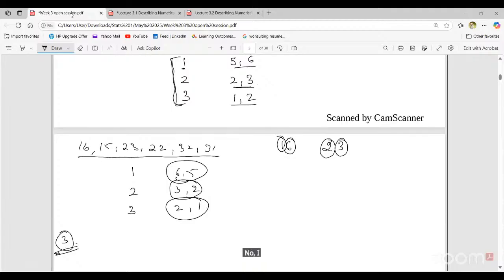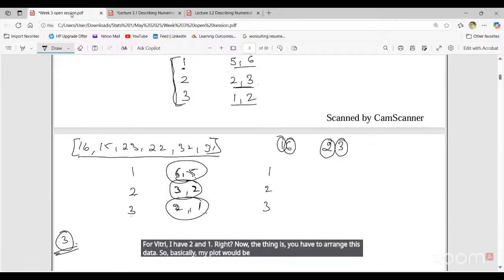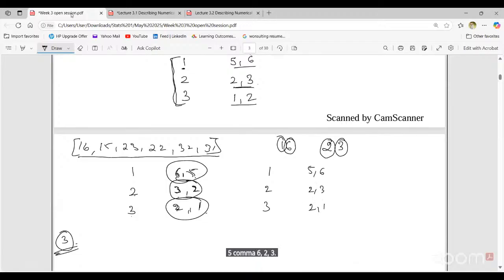No, I'm just saying if I'm having data like this, you are just writing down the numbers, right? With 1, I have 6, 5, 2, 3, and 2. With 3, I have 2 and 1. Now you have to arrange this data. So my plot would come out like 5, 6, 2, 3, and 1, 2. Got the point? Yes, ma'am. And the leaf should be arranged in ascending order.